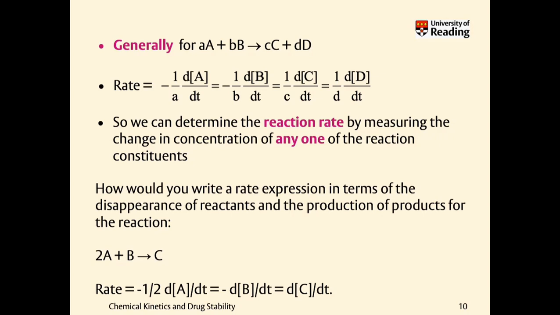So it doesn't matter whether in your experiment you're measuring the concentration of A and how it changes with time, or the concentration of B and how it changes with time, or the concentration of C and how it changes with time. You will have a way of linking these together, so you can see how it links to the rate of change of any one of those individual elements of the reaction.